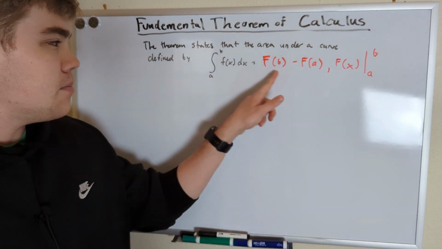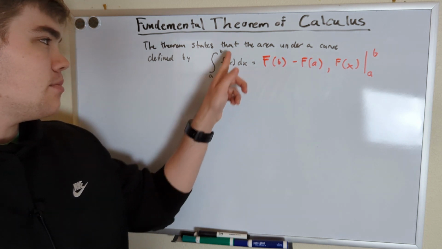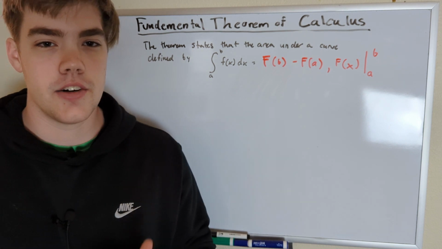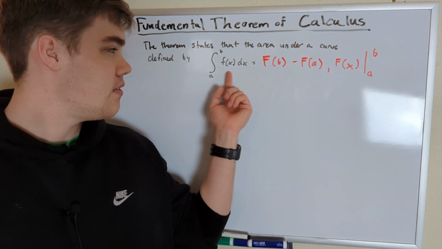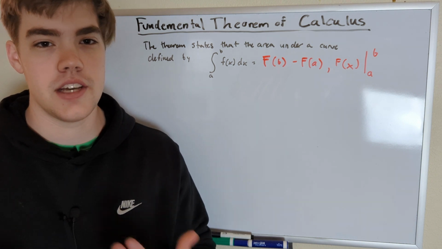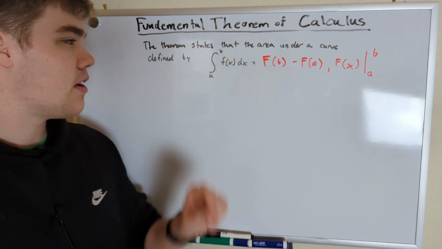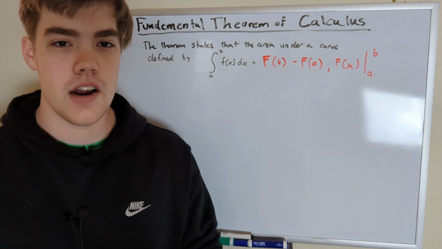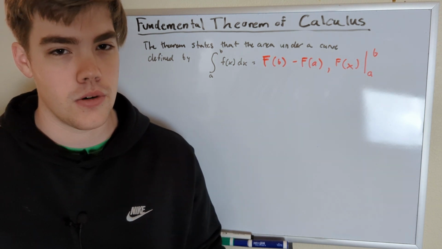So obviously a and b are the bounds of our integral. A and b being here, they get plugged into here. This capital F represents the antiderivative of our function. Say that this f of x was 2x, the antiderivative of 2x is x squared. So then we plug in a and b for x and then subtract the a value from the b value, and that would give us our area under the curve, or the answer to our definite integral.